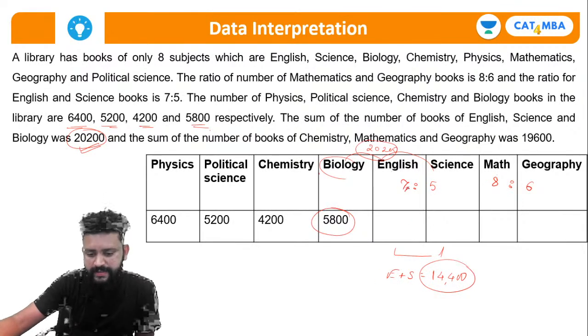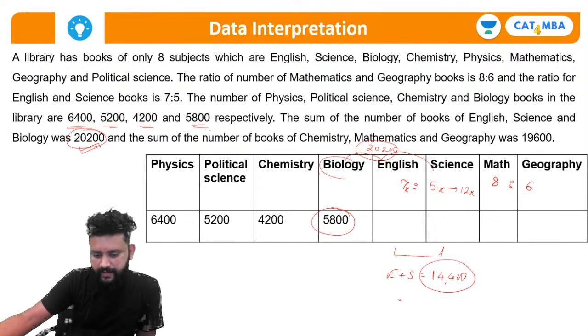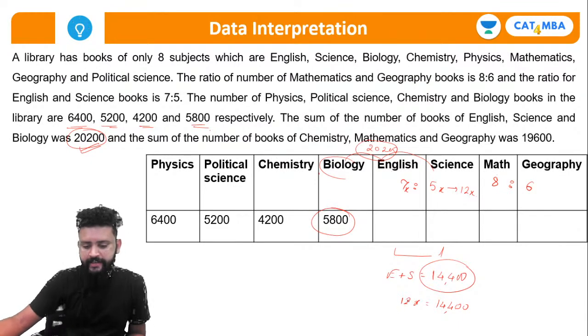And we know if English is 7x and science is 5x, the total will be 12x, and 12x simply comes out to be 14,400. Right, Rajat? Are you getting this?